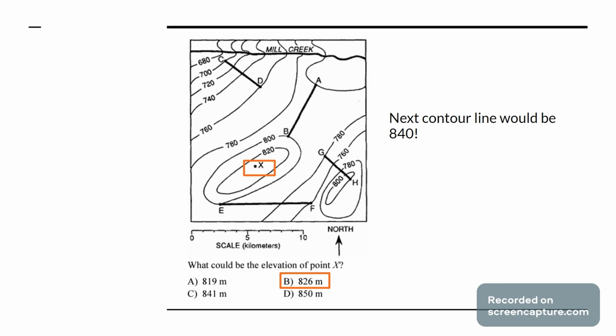If we had 841, we would need that 840 contour line. Same deal with 850. Since we don't have the 840 contour line, we know it has to be less than 840, but still has to be above 820 because it's within that circle.